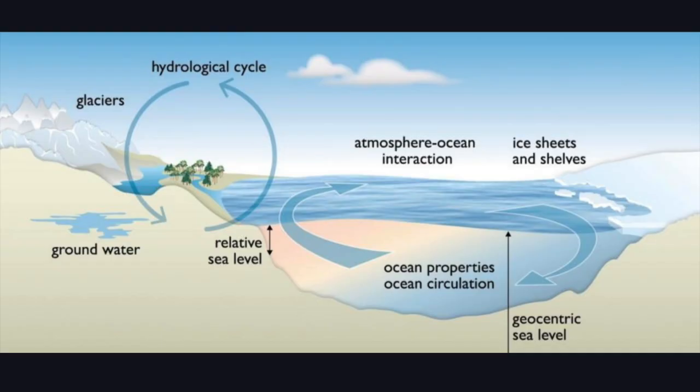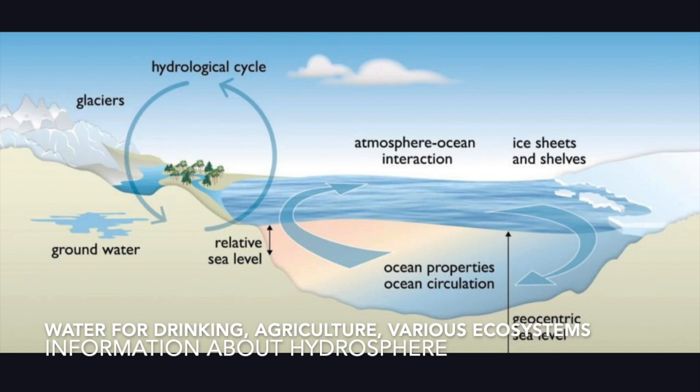The hydrosphere plays a key role in Earth's climate system and supports life by providing water for drinking, agriculture, and various ecosystems. This is closely connected with other spheres like the atmosphere, which contains water vapor, the lithosphere, land formed and shaped by water, and the biosphere, which is organisms that rely on water.